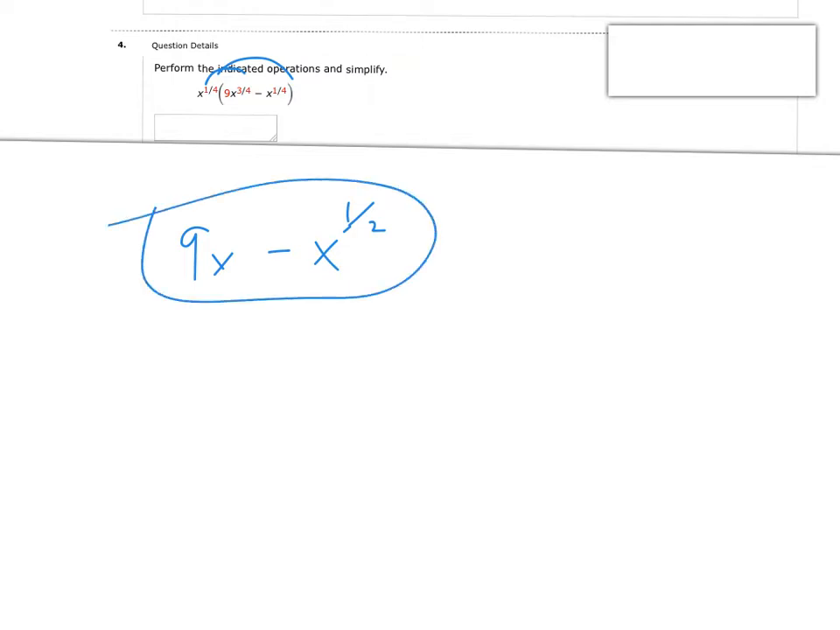Remember, now we would only combine these if they were like terms, which obviously they're not like terms since they have different exponents. I guess if you wanted to write it like this, that would work as well. I think it would take both of those answers.